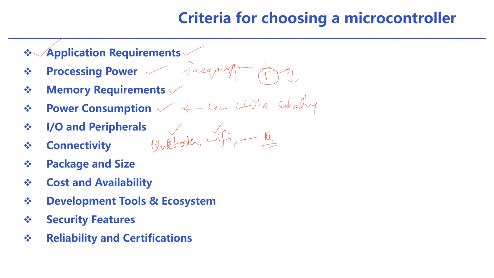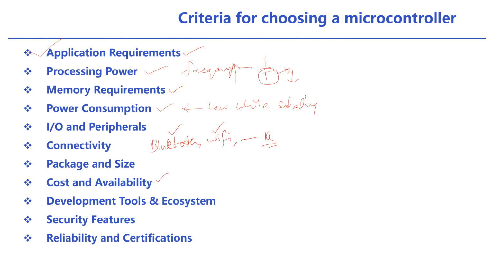Next one is package and size. The size and packaging should be very small. Why? Because you need to accommodate more components in a given space if the size of the microcontroller is small. So that's why the size and package of your microcontroller is also an important concern while selecting a controller for a particular application.